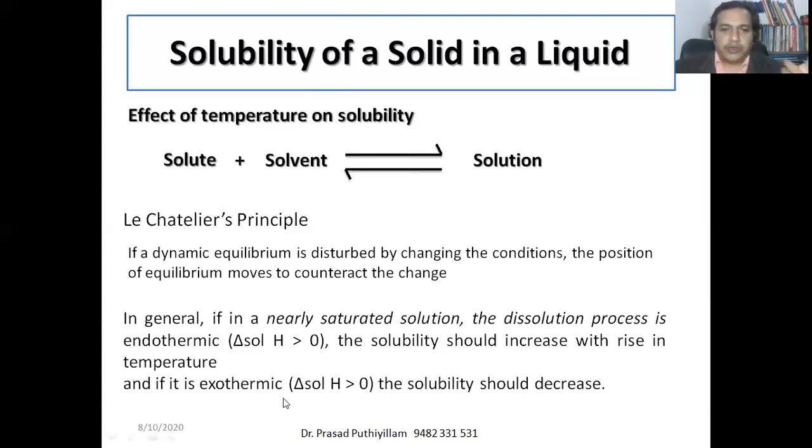Whereas if it is exothermic dissolution, meaning how the solute is dissolved in solvent, we call that state dissolution. Okay, if the dissolution is exothermic, that is delta solution H is less than 0. Okay, here it should be less than 0, so there was a mistake here. The solubility should decrease. If the dissolution process is exothermic, then as the temperature increases, dissolution will decrease or the solute particles will precipitate out. Okay, so this is the effect of temperature on solubility.